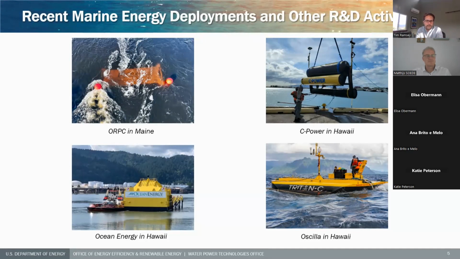The other 3 pictures shown here, Ocean Energy, Sea Power, and Oscilla, all of these are getting ready to test in Hawaii very, very shortly. That picture in the bottom left, that's actually a picture of them in Oregon, but Ocean Energy is in Hawaii right now. They're finishing up some generator repairs, and they'll be ready to deploy later in October, possibly early November.